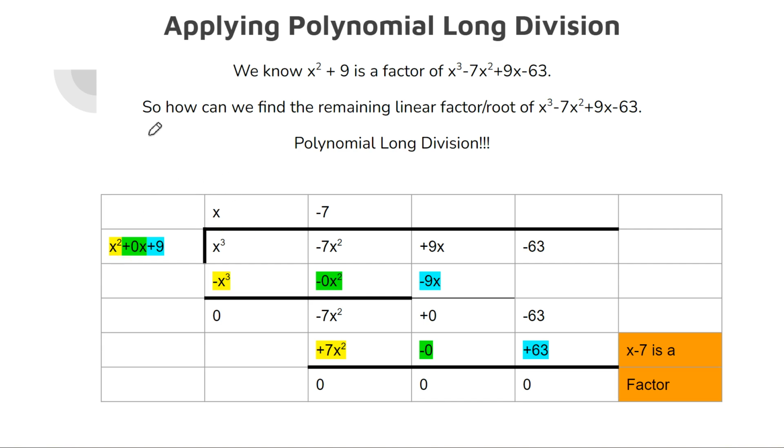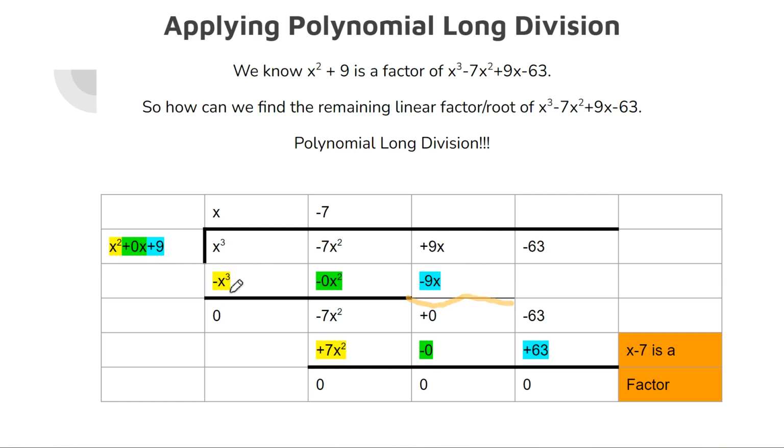Then you multiply this x to everything remaining. X times x squared is x cubed. Flip the sign because you're subtracting, you have negative x cubed. Then x times 0x is 0x squared. You can just keep 0x squared, it doesn't matter. I just flipped the sign to show. And then x times 9 is 9x. Flip the sign, remember, minus 9x.